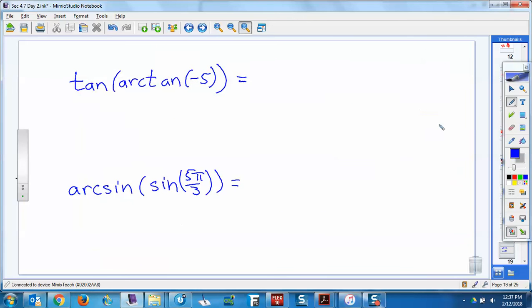All right, so we're going to have some problems like this, so let's just look at a couple here. All right, so let's go through a few, and you guys I know have to leave whenever you have to go, just go. So tangent of arctan -5.